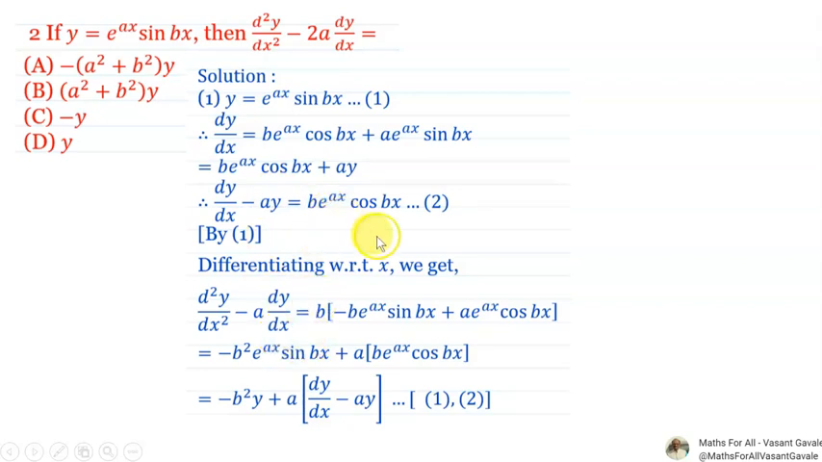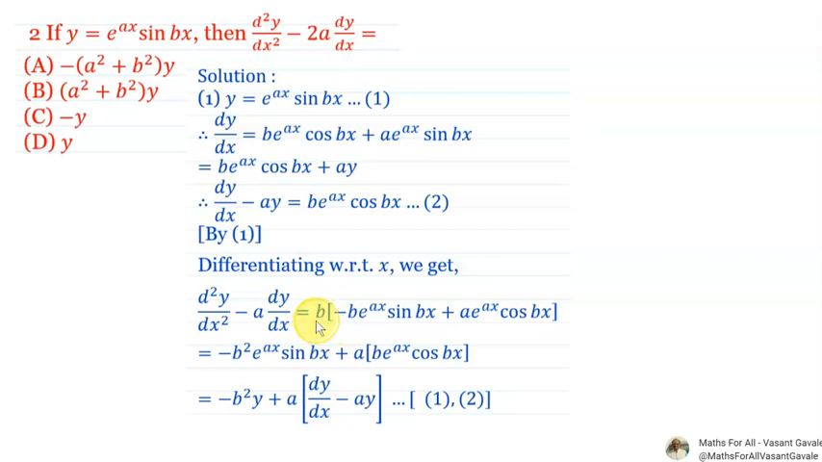आता e raised to ax into cos of bx यासाठी product rule apply करून आपण त्याचा derivative find out करणार. Cos of bx चा derivative minus sin of bx into b. It's a composite. Minus b e raised to ax sin of bx, e raised to ax as it is ठेवणार. Next, cos of bx as it is. Derivative of e raised to ax is e raised to ax into derivative of ax is a. And hence you will get here a times e raised to ax into cos of bx.